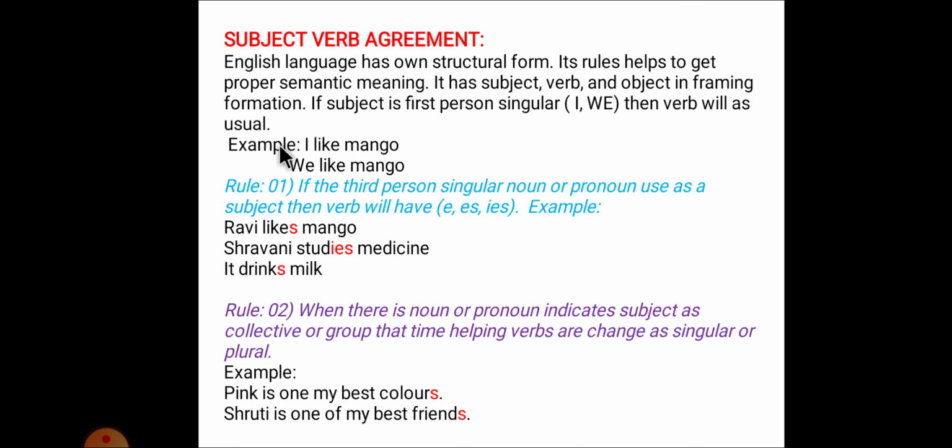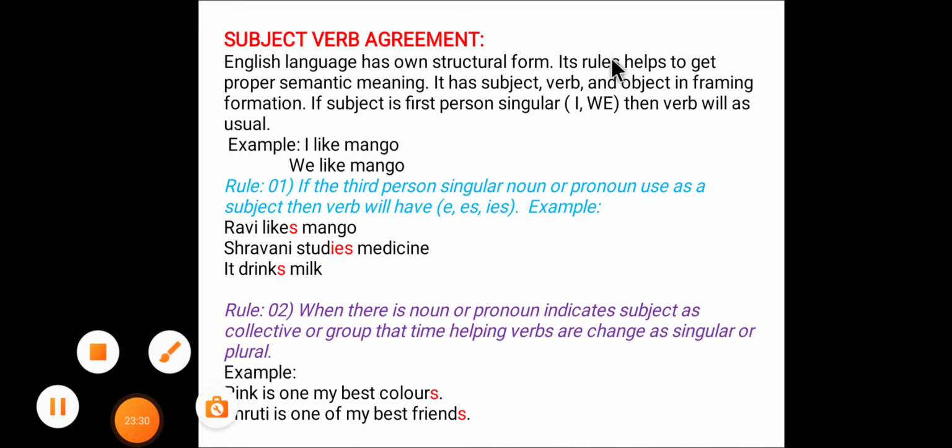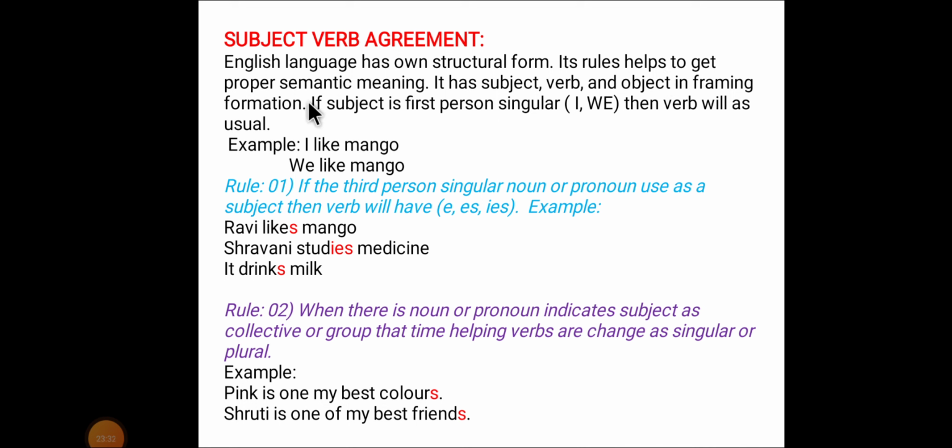Next, subject verb agreement. This is one of the most important things we need to understand. The English language has its own structural forms. Its rules help to get proper semantic meaning. It has subject, verb and object in the framing formation. So if the subject is first person singular, I or we, then the verb will be in the base form. So I like mango, we like mango.